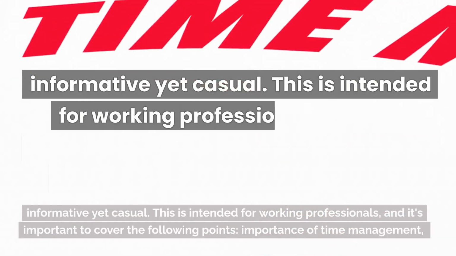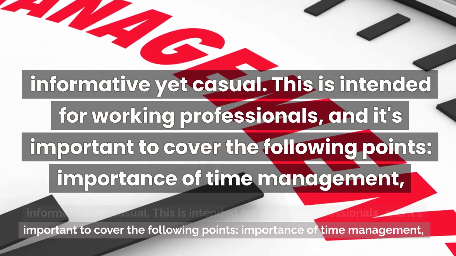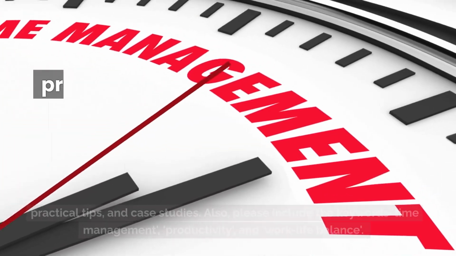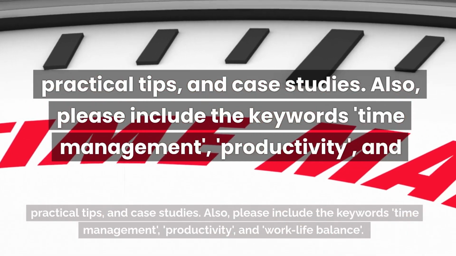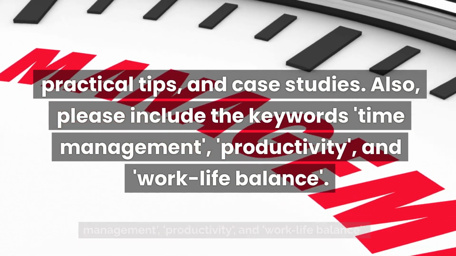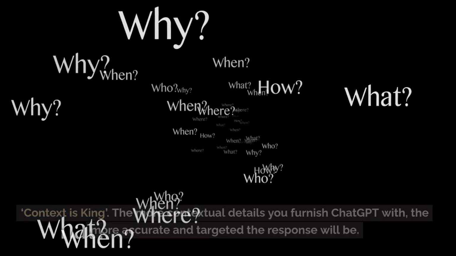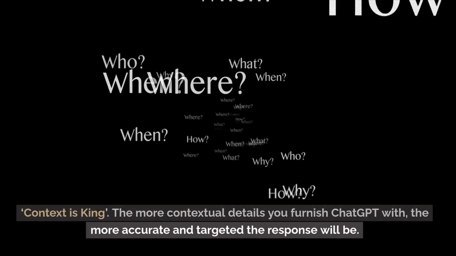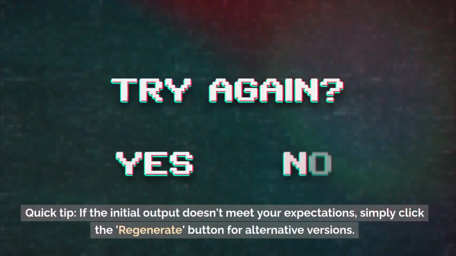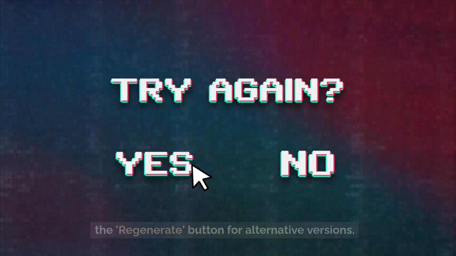casual. This is intended for working professionals, and it's important to cover the following points: importance of time management, practical tips, and case studies. Also, please include the keywords time management, productivity, and work-life balance. The required length for this piece is around 800 words. Context is king. The more contextual details you furnish ChatGPT with, the more accurate and targeted the response will be. Quick tip: if the initial output doesn't meet your expectations, simply click the Regenerate button for alternative versions.